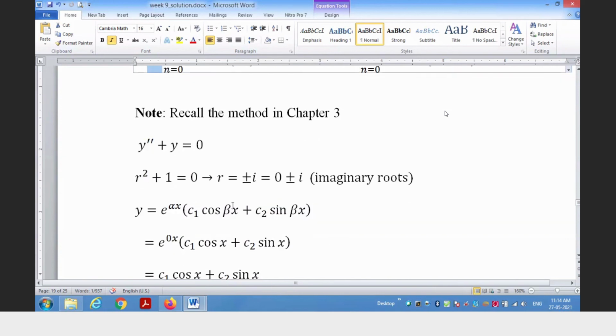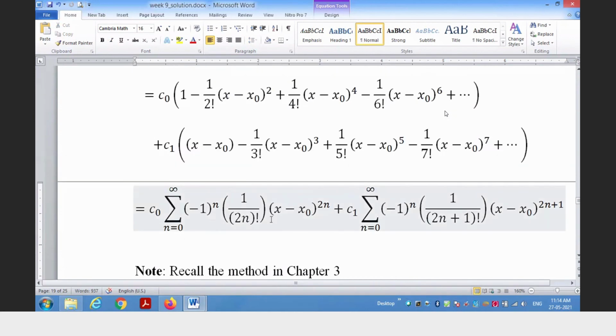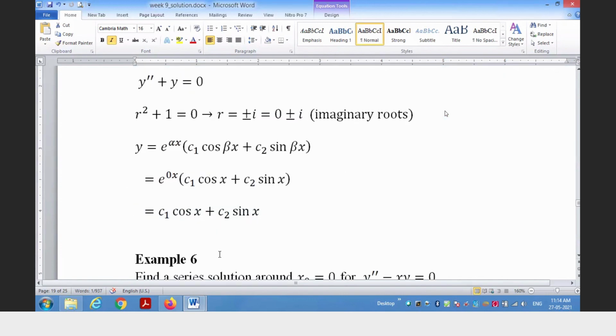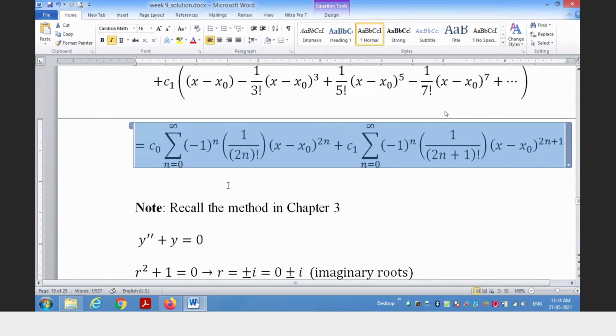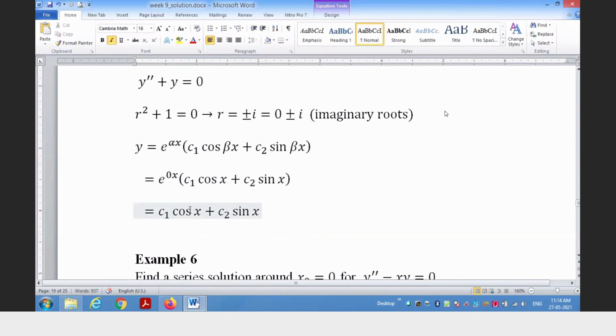If you use chapter 3, you get this. If you use chapter 4, you get this. They are in different forms, but they are actually the same. So in chapter 4, the answer must be in terms of series. In chapter 3, it is in terms of the function, not in this series form, but if you compare, they are actually the same.